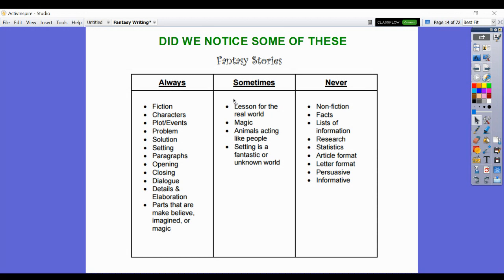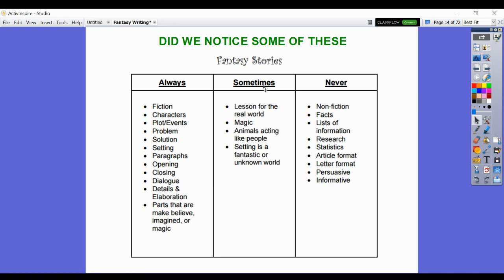As you can see, fantasy stories always are fiction. They're never real. They contain characters. They always have a plot as well as the events, problem and solution, setting, paragraphs, opening and closing, dialogue, details and elaboration, and parts that are make-believe, imagined, or even magical.